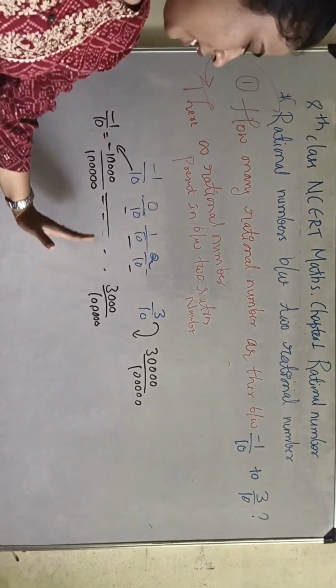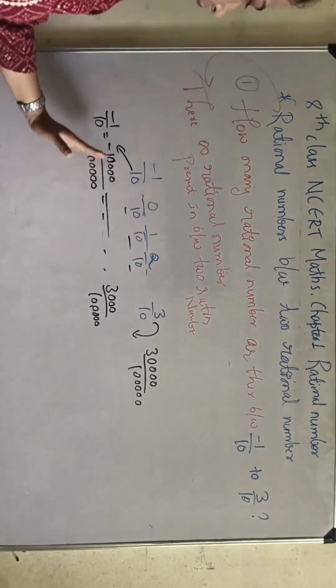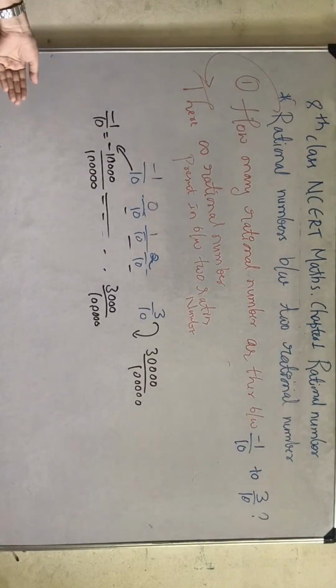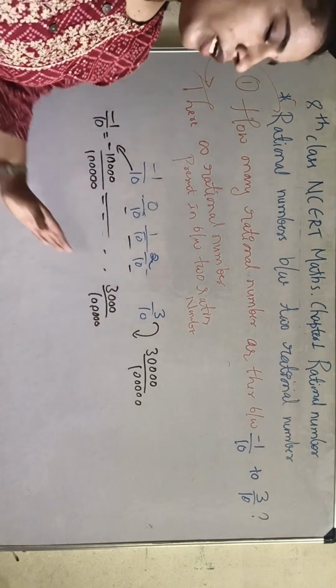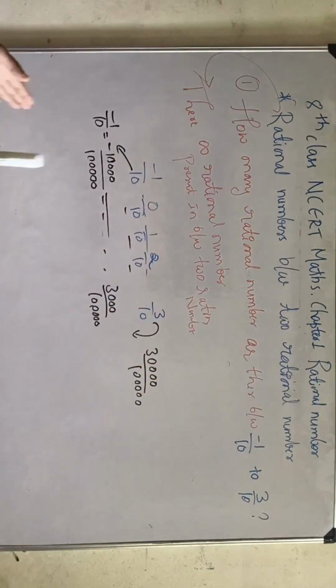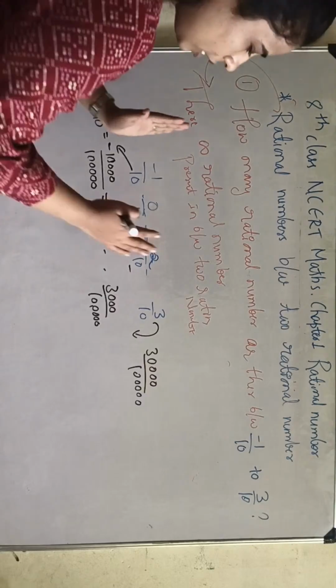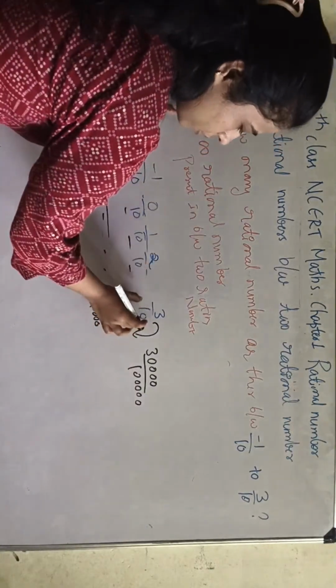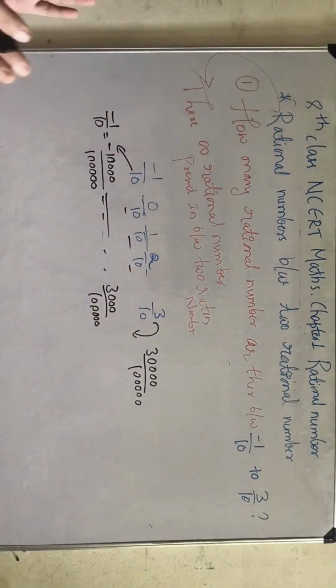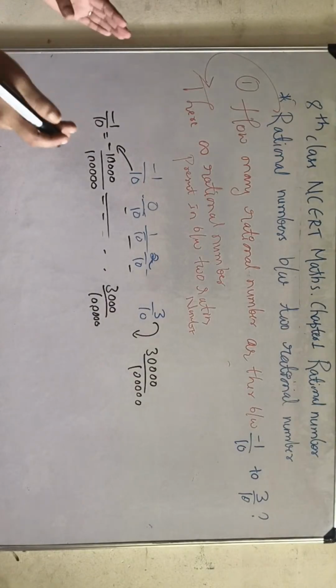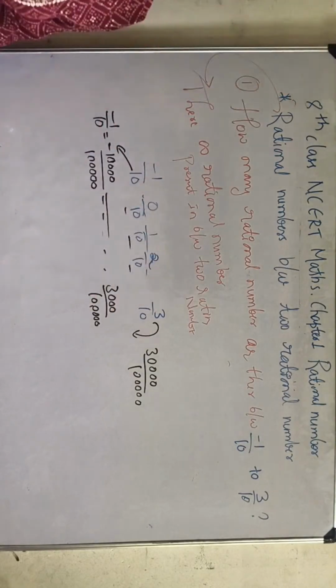In between, again, how many rational numbers are there? Again this one I can write in any other form, right? I can add one more zero. Again here also add one more zero. Again it is n number of rational numbers, right? So the point I want to convey is, there are infinite rational numbers in between two rational numbers. Okay.